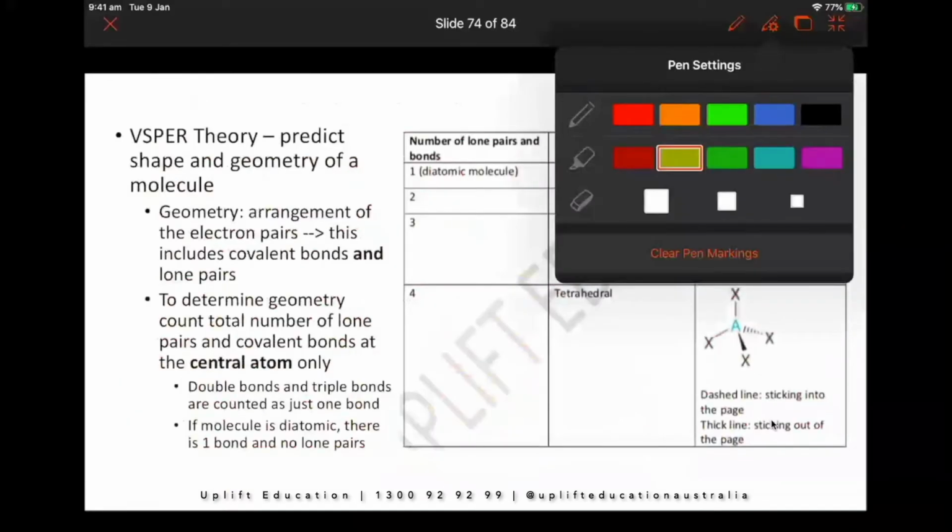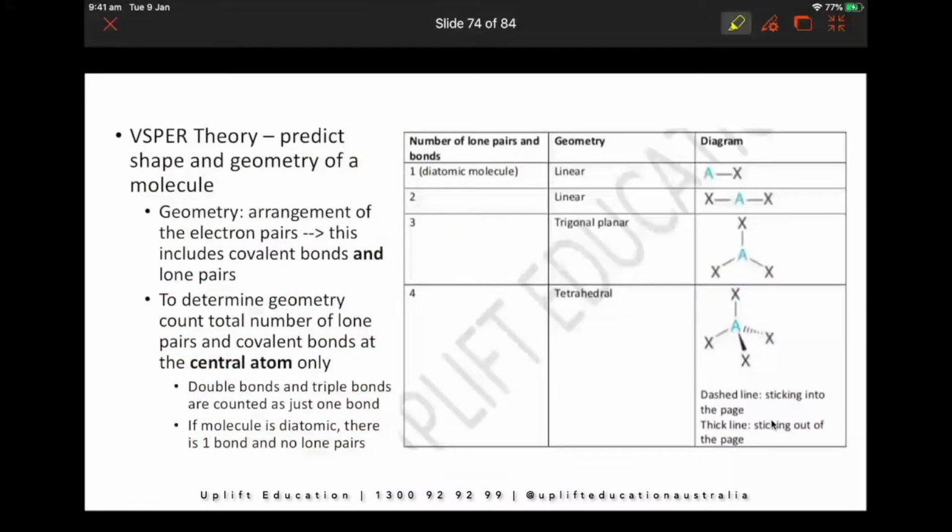So when we're talking about geometry and shape, being able to actually draw Lewis dot diagrams is really, really important, because the way we actually derive the shape and geometry of a molecule is from its Lewis dot diagram. So first things first, the theory that we're talking about when we're talking about shape and geometry is VSEPR theory. The VSEPR theory is used to actually predict the shape and geometry of a molecule. So we're going to look at geometry first, and then we'll look at shape.